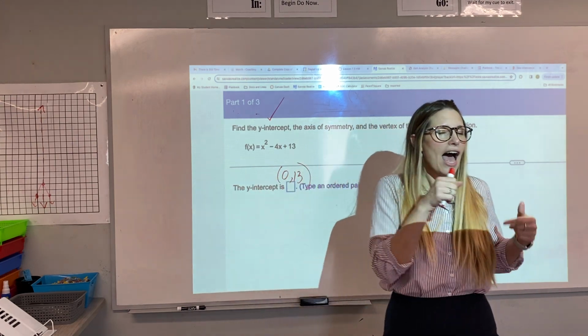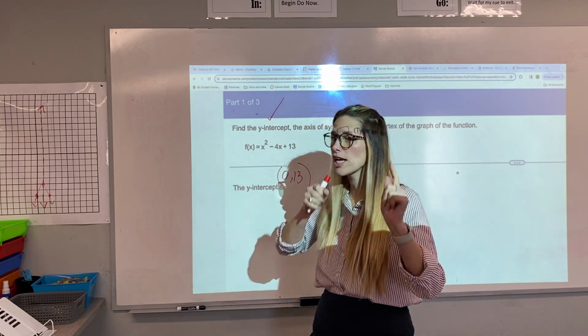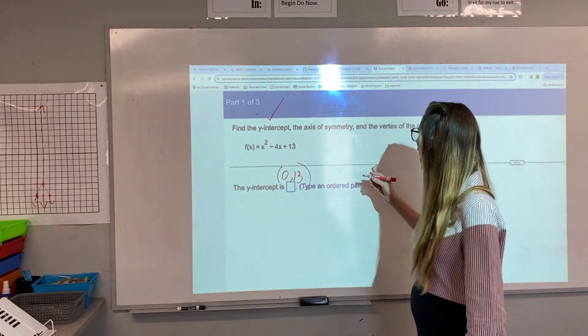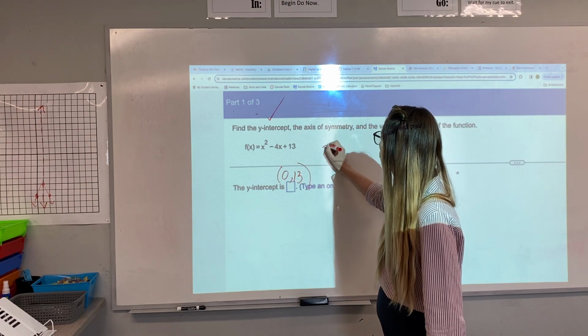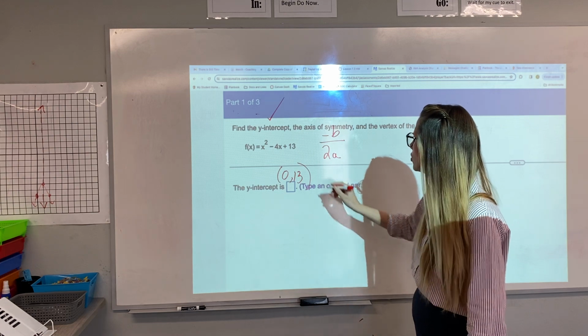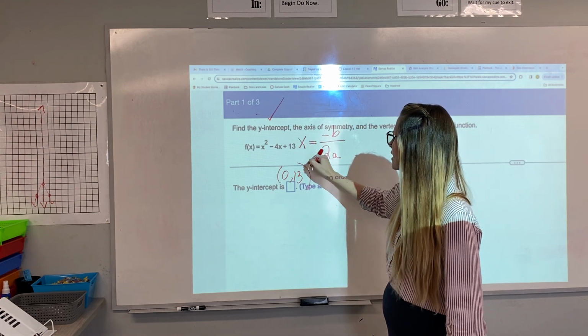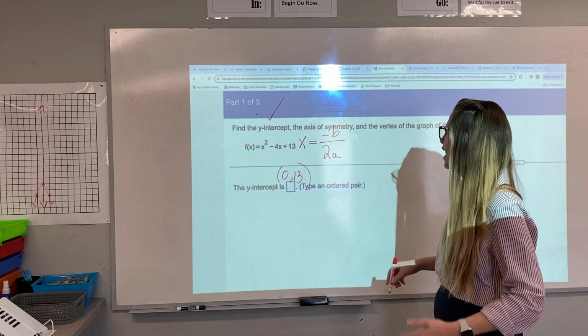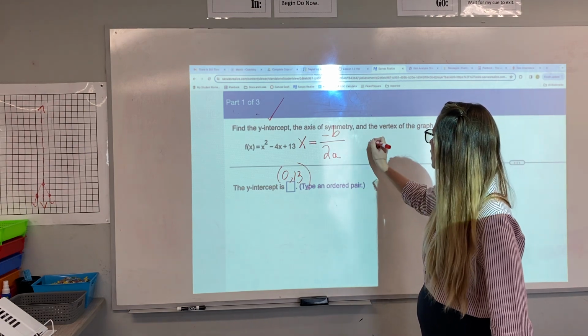Good. So the axis of symmetry is negative b over 2a. And we know that is going to be the x equals value because the axis of symmetry is on the x-axis. So let's plug things in.